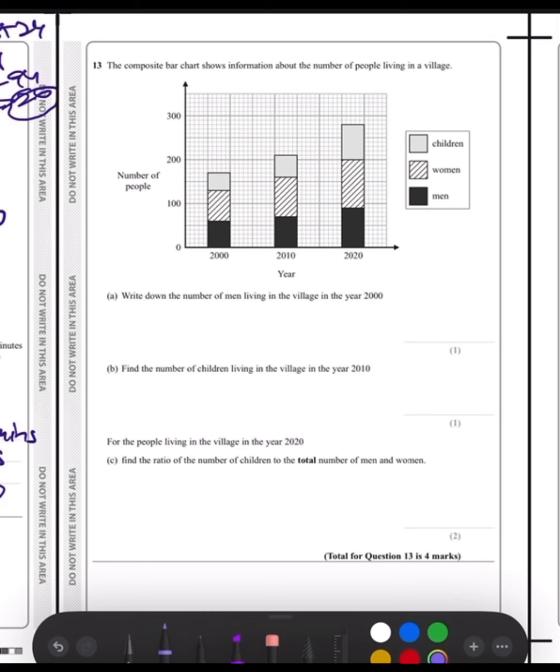Okay, so now the first question that is given to us is write down the number of men living in the village in the year 2000. So here I don't think we need to calculate anything. Straight away, we know 2000 is here. The question is basically asking us to calculate the men. So this is the men. All of this is the men. So the tip here is to see which line it is going through.